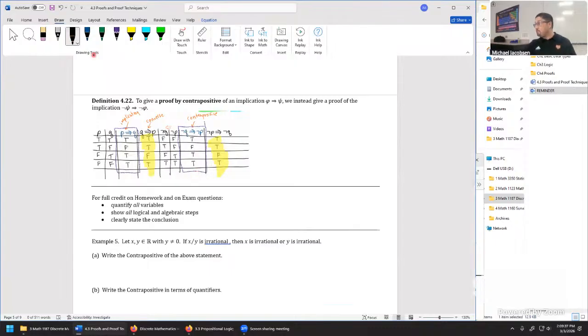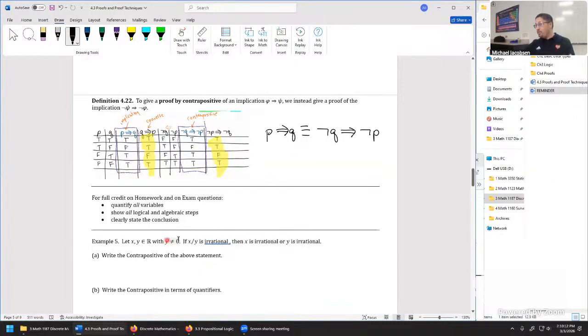What this means is P implies Q is logically equivalent. There's our triple equality there. To not Q implies not P. We made a big deal out of that because if we can take an implication like this one, because it's logically equivalent to the contrapositive, if we can rewrite it as a contrapositive and prove the contrapositive through the logical equivalence, we've proved the original statement.